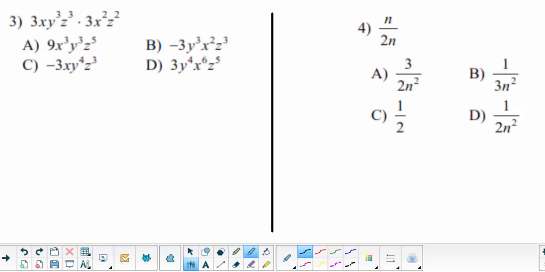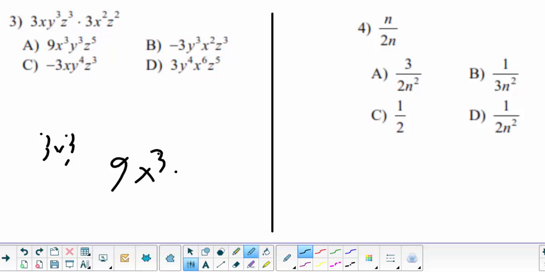So he's going to do the same thing here. He's going to multiply the coefficients together. So 3 times 3. And then we're going to see how many x's we have. So we have 1 x and then 2 x's. So 1 plus 2 is 3. So you'd have an x cubed.